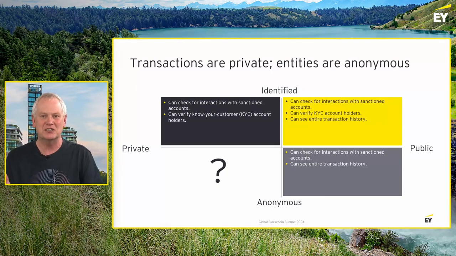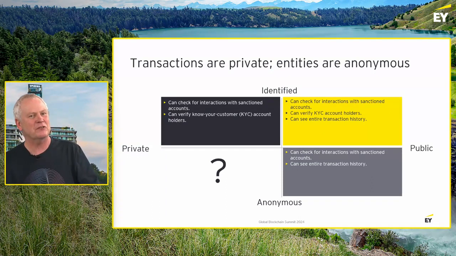I still can see an entire transaction history. It's not really private enough. Which brings us to the last square. So the last square is where organisations are identified but transactions are private. Now this is quite interesting because this is very like real life.